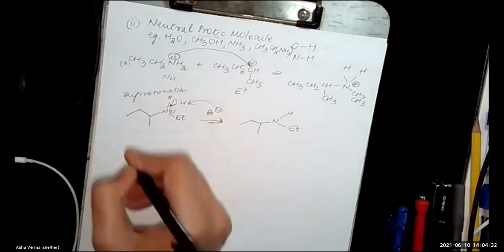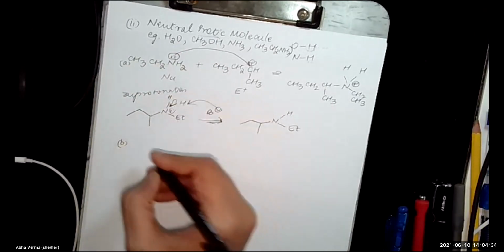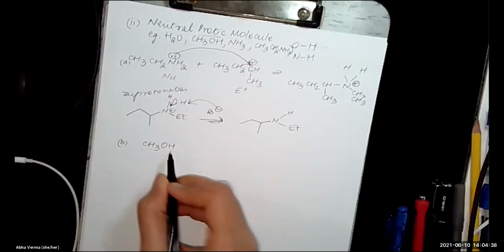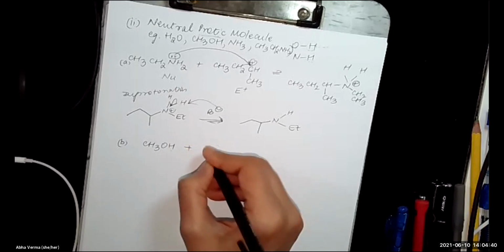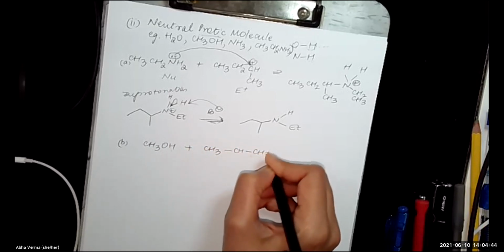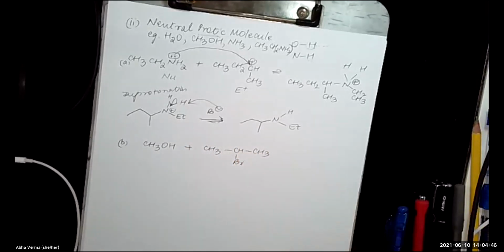Okay, so let's look at another example of a neutral molecule. Let's say that we have CH3OH. Remember the protic part here. Now I'm going to use the same substrate that we used earlier.